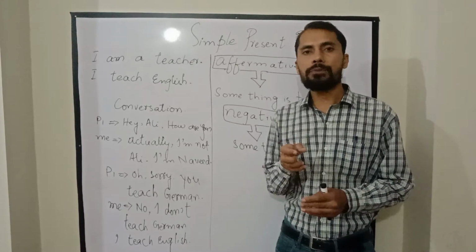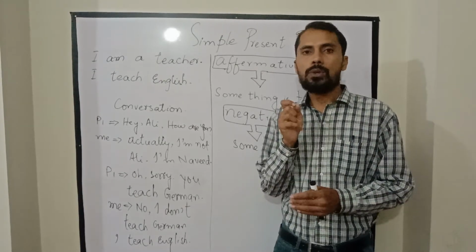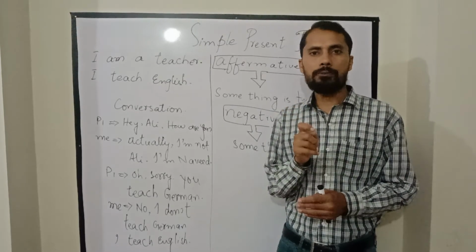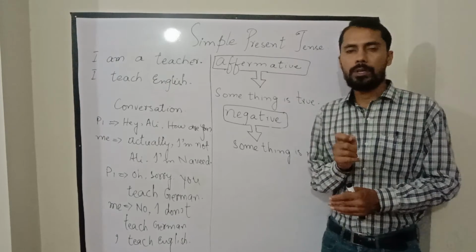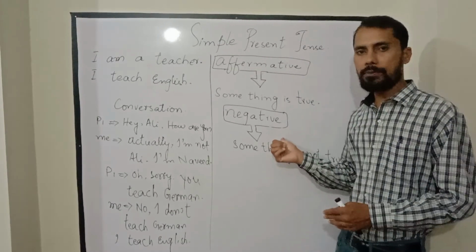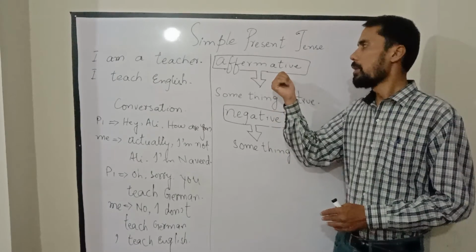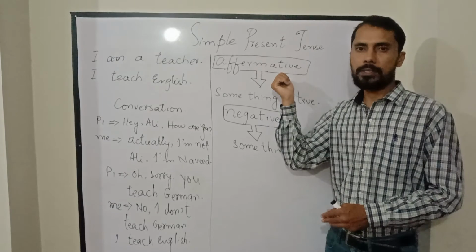So what we have to think about is we have to just look for the right information, the true information, or something which is not true. If we want to talk about things which are not true, we'll make negative sentences, and when we give true information, we'll make affirmative sentences.